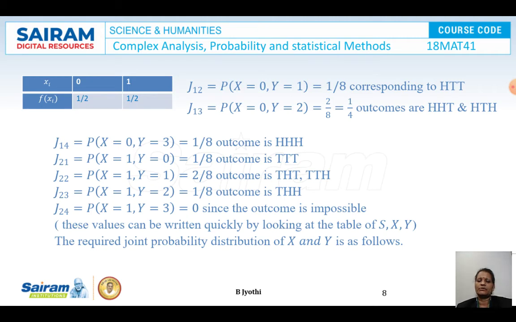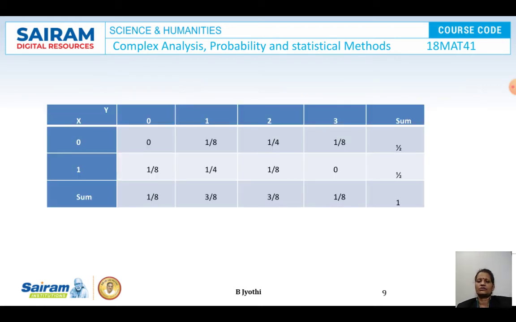So these values can be written quickly by looking at the table of S, X, Y. The required joint probability distribution of x and y is as follows. So here we have written, corresponding to 0 and 0, it is 0, 0 and 1 is 1 by 8, 0 and 2 it is 1 by 4, 0 and 3 is 1 by 8, and the total sum is equal to half. Similarly for 1 and 0, when x is 1 and y is 0, it is 1 by 8 and 1 by 4 for 1 and 1. For 1 and 2 it is 1 by 8. For 1 and 3 it is 0, and the total is half. And again the column total, if we take, it is equal to 1. And the column totals individually are respectively 1 by 8, 3 by 8, 3 by 8 and 1 by 8, whose total again gives us 1.